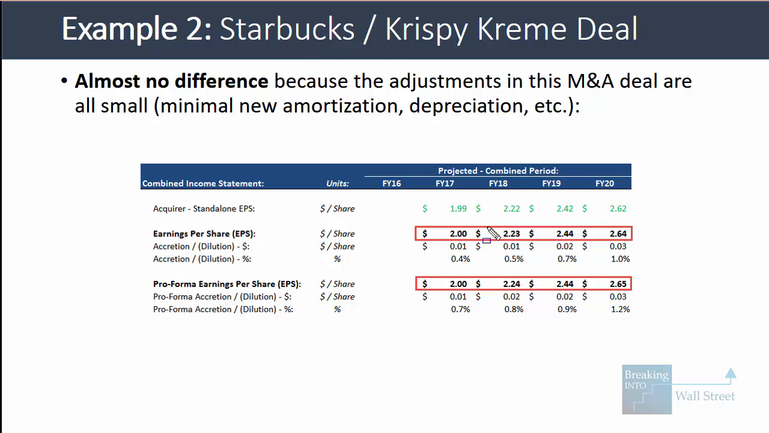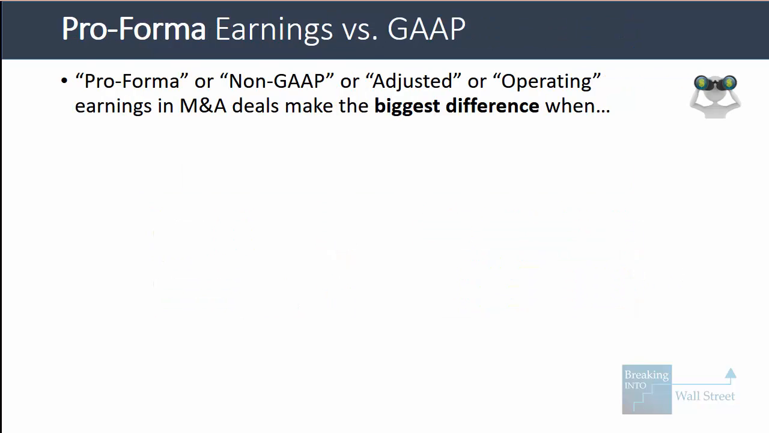There's a difference of about 1 cent in some of these years, in year 2 and year 4, but there's hardly any difference because the depreciation and amortization on asset write-ups are minimal in this deal, and there are no other items like restructuring or integration costs or other things like that that actually appear on the income statement. So pro forma or non-GAAP or adjusted or operating earnings in M&A deals tend to make the biggest difference when one or more of the following conditions is true.